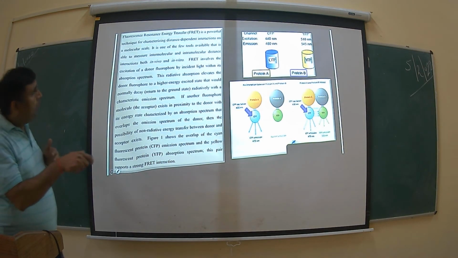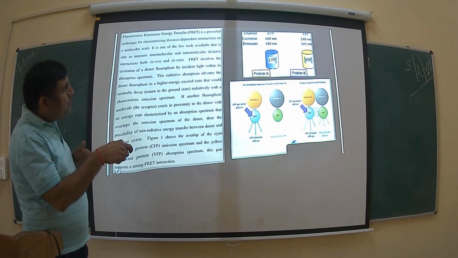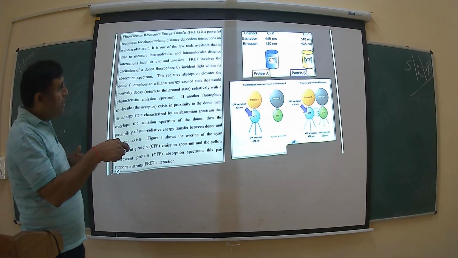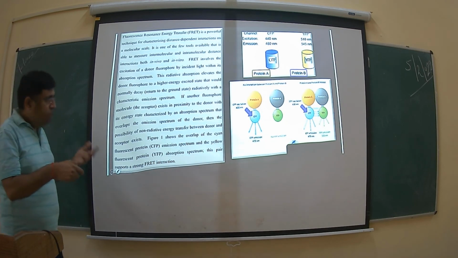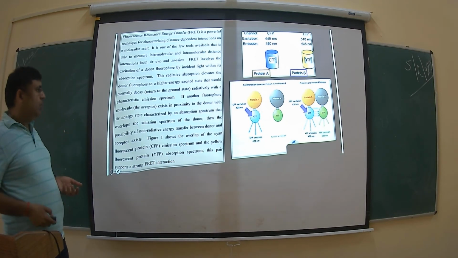Again, this is showing the excitation. With CFP and YFP, you tag protein A and B with the cyan fluorescent protein and yellow fluorescent protein, and if they are in close proximity, this will emit yellow color.